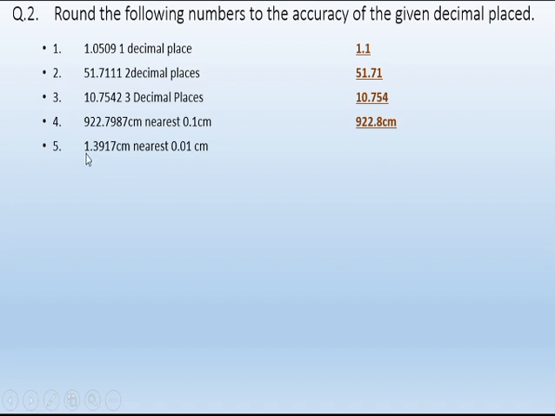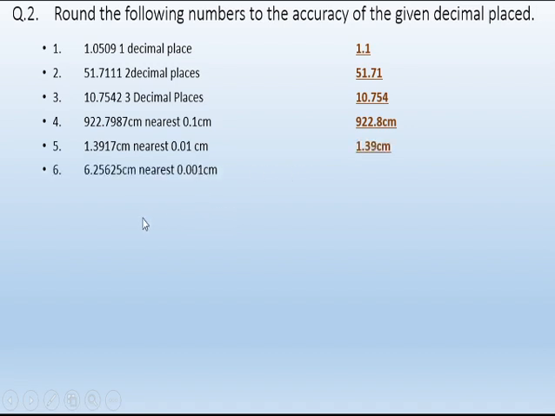It means we'll be considering 1.39 and we'll be removing 17 from this number. But whenever we are removing 17, we can see that 1 is not 5 or more, so that's why it will remain the same, 1.39. So 1.39 will be your answer.